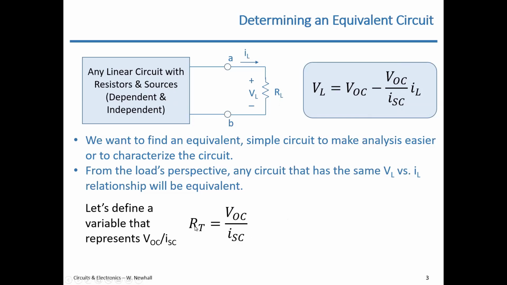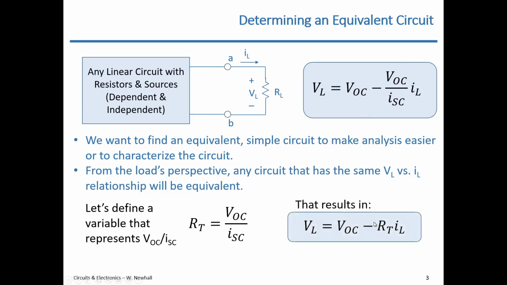Okay. So I take R sub T and I plug it in to this equation, and I get this equation. Right? That resistance, it's R sub T because it's going to be called the Thévenin resistance. Okay, so these two equations are the same. I just substituted RT equals VOC over ISC. Okay, and I did that for a reason.